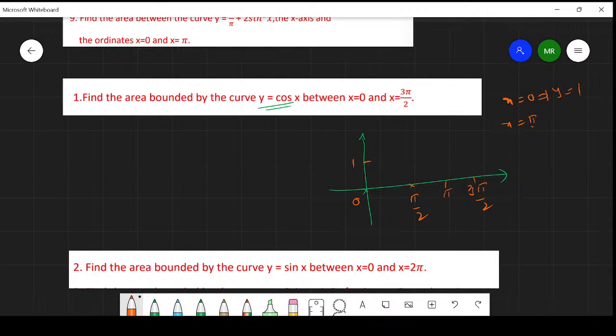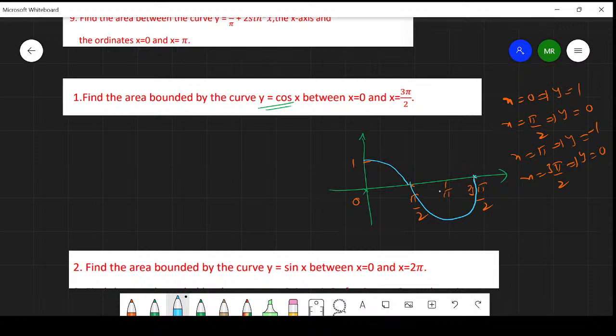x is equal to 0 means y is equal to 1. x is equal to pi by 2, you get y equal to cos pi by 2, which is 0. x is equal to pi, y is equal to cos 180, which is minus 1. When x is equal to 3 pi by 2, y equal to 0. Look into this, you get an idea about the graph. Now I can draw the graph. At 0 it is 1, at pi by 2 it is 0. It will come like this, it will go like this. This is the graph of this.